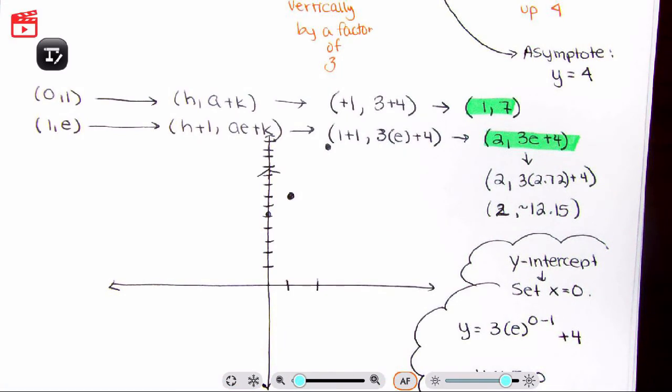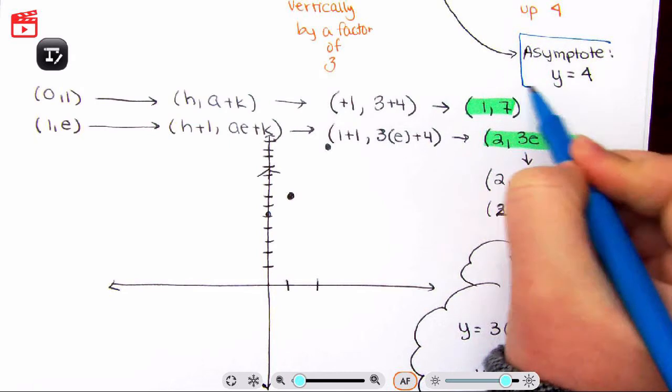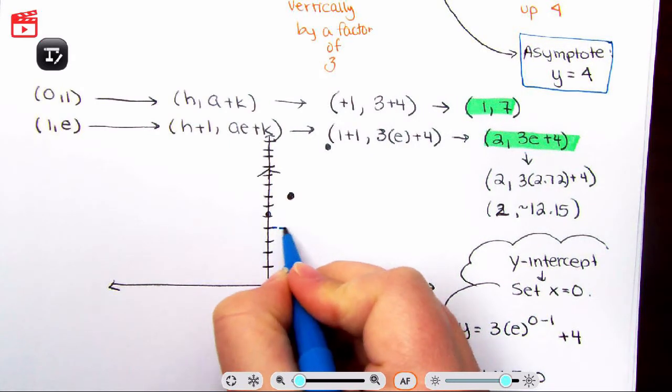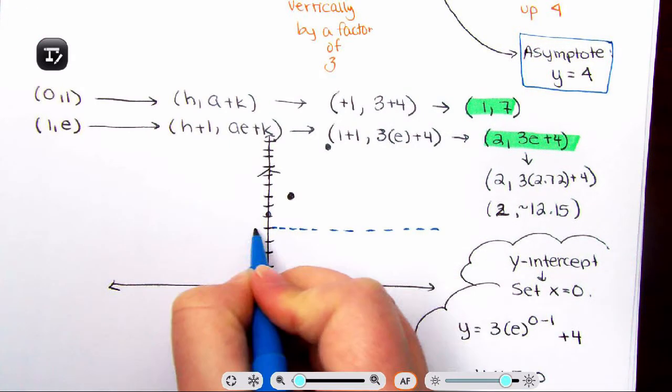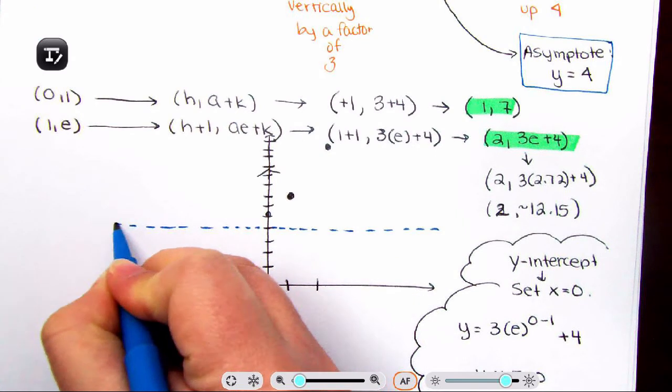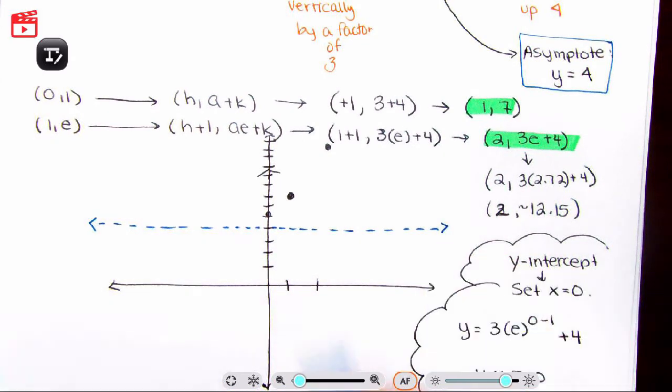Now, one last thing that we need to do is identify where that asymptote is. We know that asymptote is at 4. What that means is you have an imaginary line that you are going to show with a dotted line that we shall not touch and we shall not cross. Nothing below that line exists. Nothing on that line exists. So we approach it, but we do not touch it or cross it.